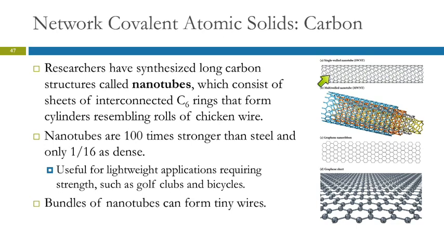These are called nanotubes. And then you can have multi-walled nanotubes, where you have a bunch of these nestled inside of each other. This looks a lot like chicken wire, if you're familiar with chicken wire. These nanotubes, 100 times stronger than steel and 16 times less dense. So that's awesome, right? I know, right?